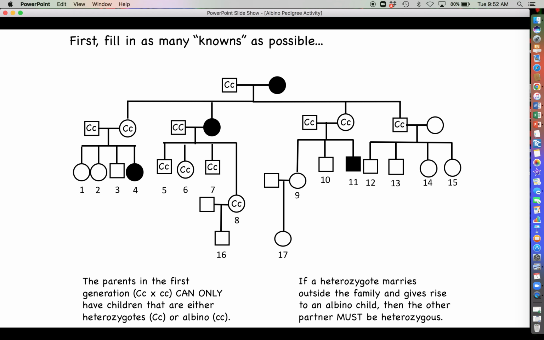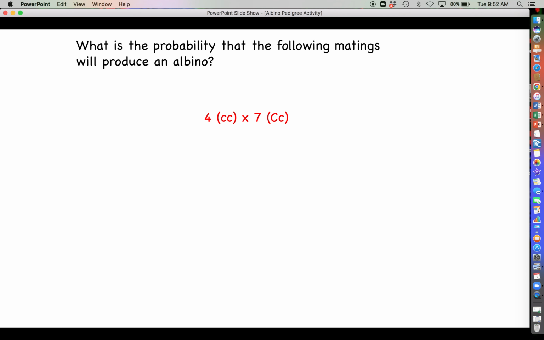And then as we're going to see, if a heterozygote marries outside the family and gives rise to an albino child, then the other partner must be heterozygous, because that is the only way 2 unaffected individuals could have an albino child: if both parents are heterozygous.